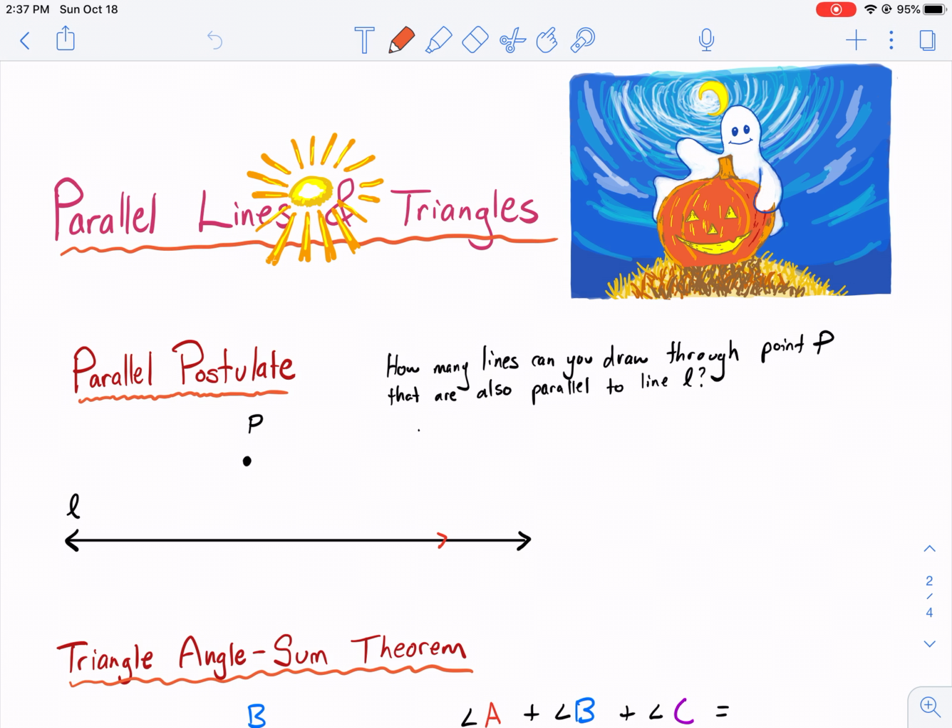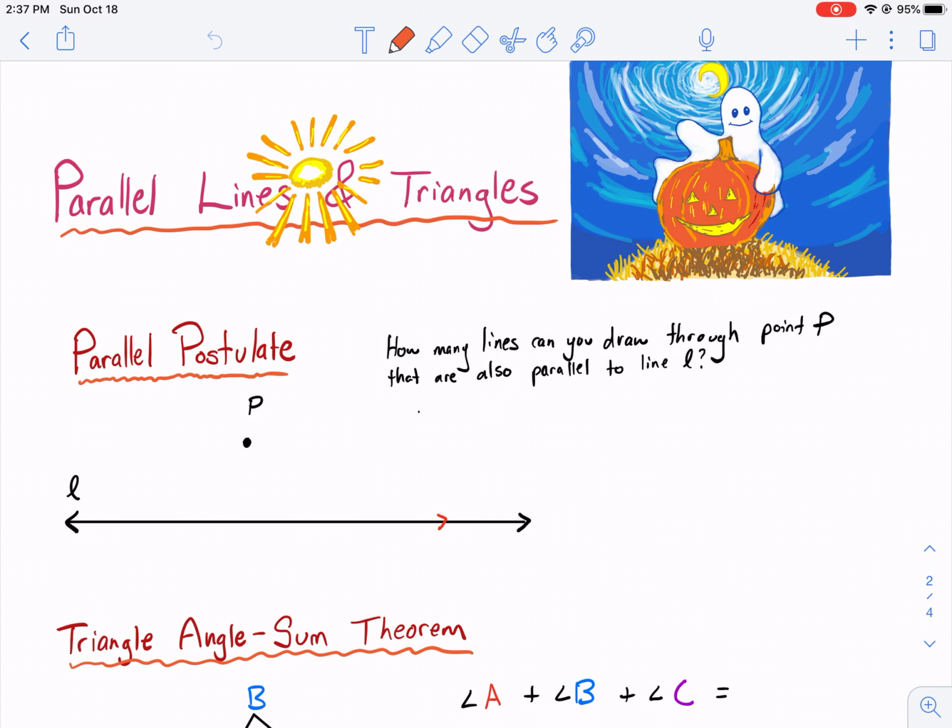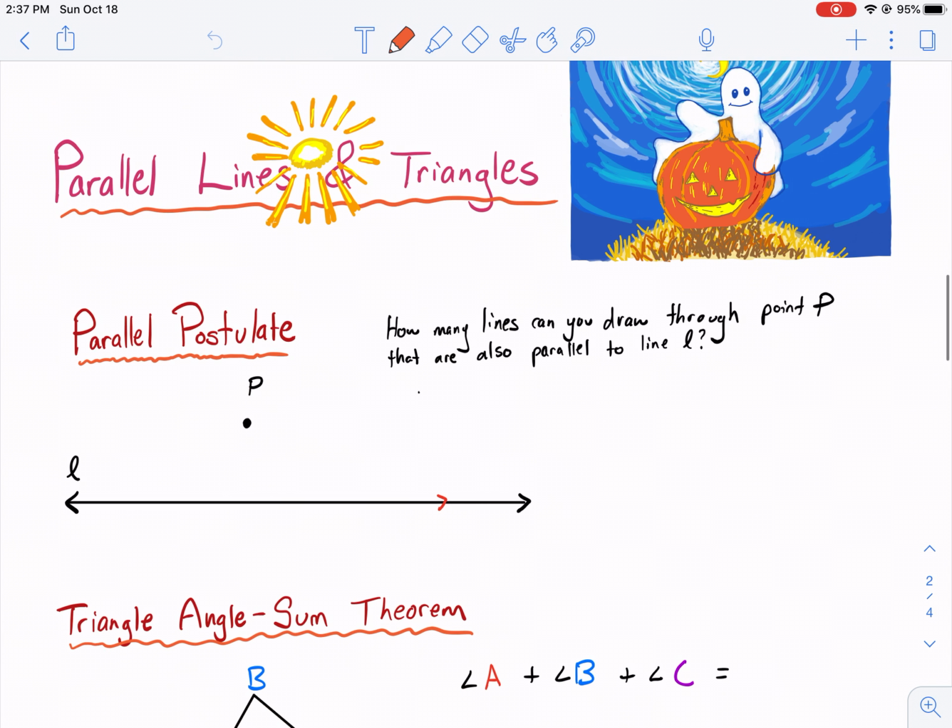Super useful section here, the 3.4. That one was pretty light. This one's like your main course. This is going to be one that you use throughout the rest of your high school career, so make sure you guys are paying attention to this one.